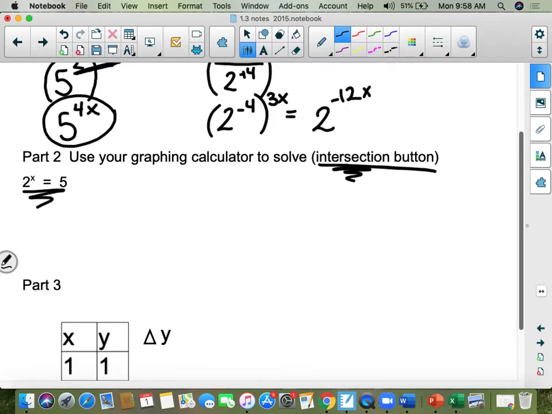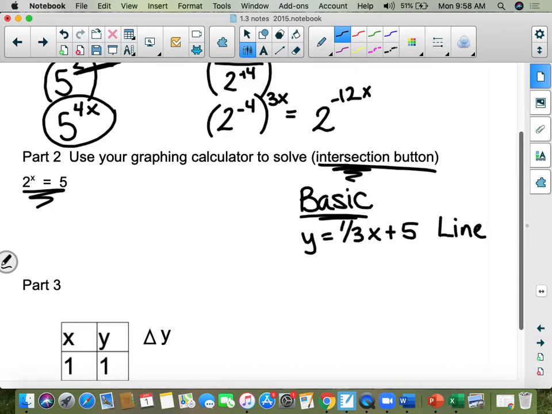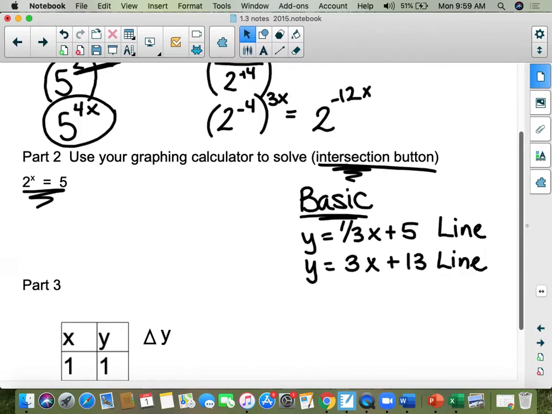But before we do 2 to the x equals 5, I want to do a basic one just to show you. I want to do y equals 1/3 of an x plus 5. And I'm hoping you know that makes a line. Y is equal to 1/3 of an x plus 5. And y is equal to 3x plus 13, which is also a line. So let's do this. So look at your calculator.